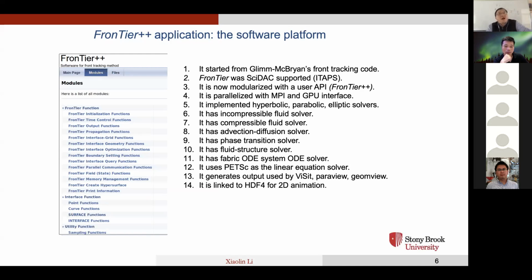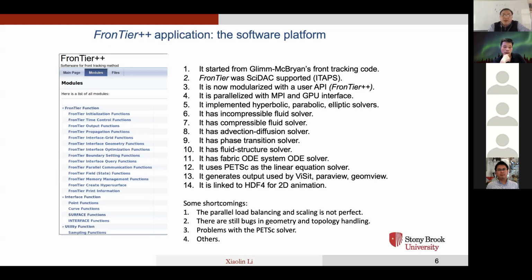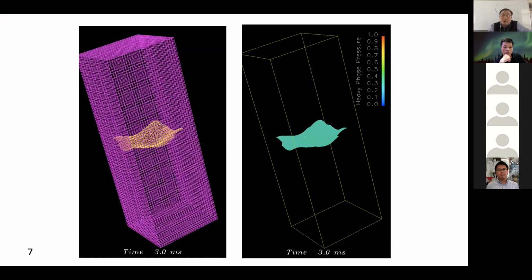And we applied this since 2000. We have tried to make the front tracking method as user-friendly as possible. So we joined the DOE project and made the front tracking code somehow modularized. There are still problems in this code, like parallelization, node balancing, and the topological bifurcation is not perfect, but it's getting much better.